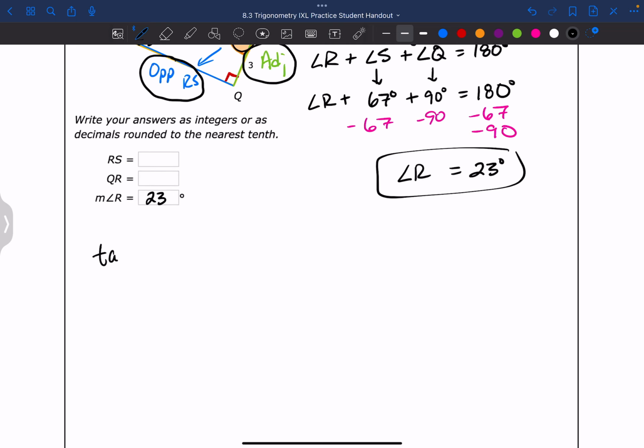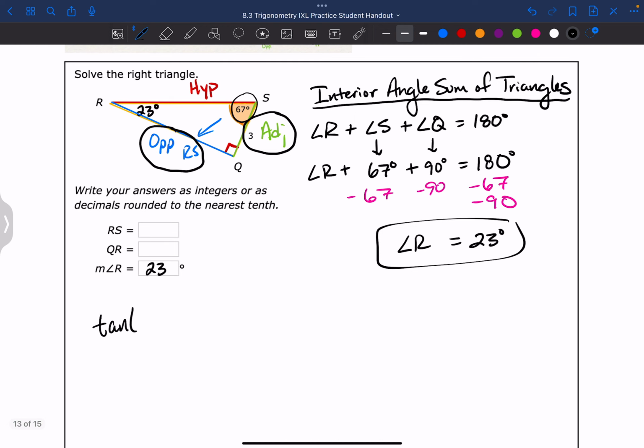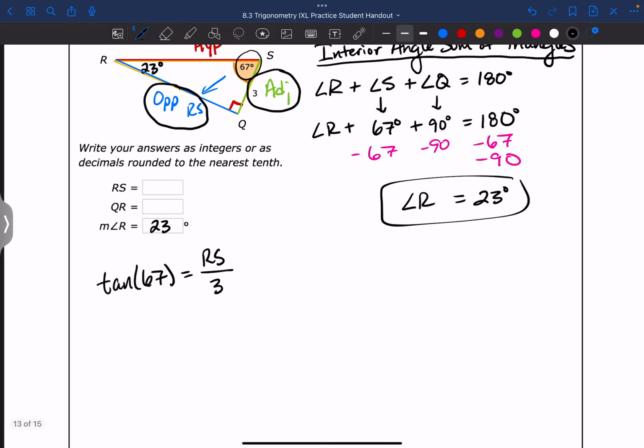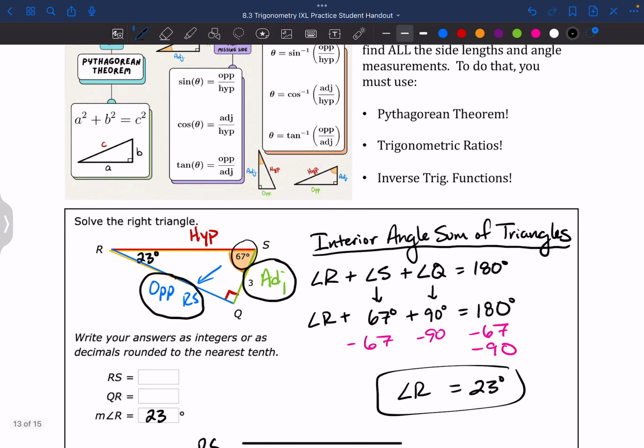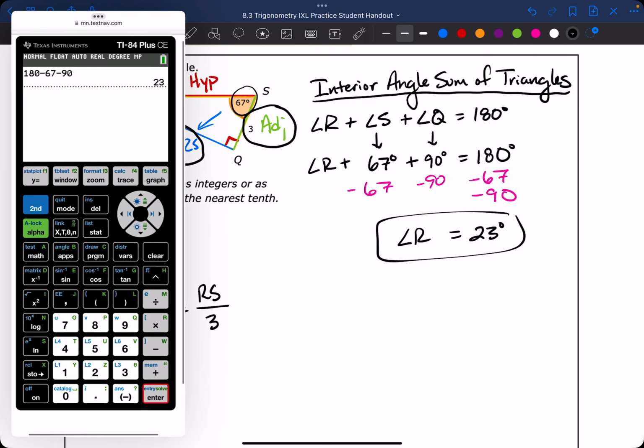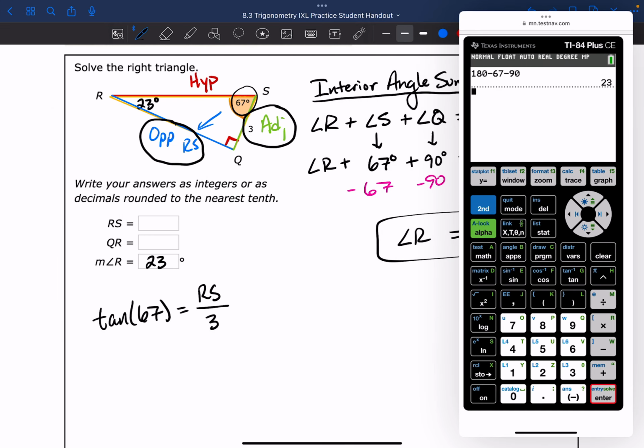So tangent of angle 67 is equal to my opposite, RS, over 3, my adjacent. Oh, sorry, I wanted my calculator. There it is. I'm going to go to math, numeric solver. I'm going to put tangent 67. I just want to remind you guys, make sure you're in the correct mode. I am in the correct mode. I can see degree on the top, so we're good.